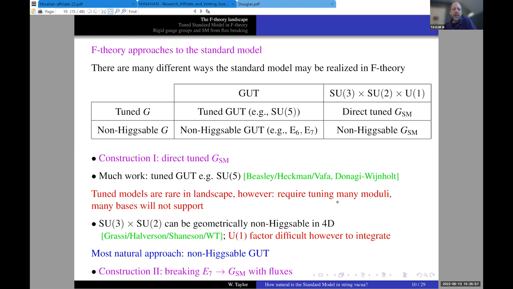So the second construction I'm going to talk about today is one where we take a ubiquitous rigid gauge group, in particular E7 or E6, and we use fluxes to break that to get a standard model. So this is the broad context, the F theory picture, which gives us a better handle on the global structure of the string landscape. And what I'm going to do now is dig in a little more detail into how we actually get these different kinds of standard models.